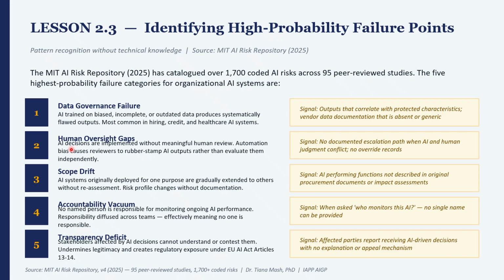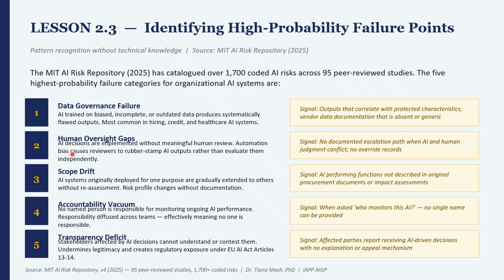Human oversight gaps, failure category number 2: AI decisions being implemented without meaningful human review. Automation bias usually causes reviewers to approve AI outputs rather than evaluate them. What I mean is, the observable signal is no documented escalation path when AI and human judgments conflict. No one is documenting. So when there are no records, there are no overrides.